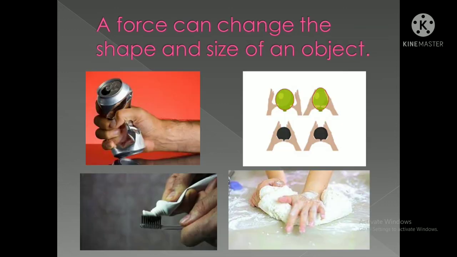Now next, a force can change the shape and size of an object. Now see how it can change the shape and size of an object. Here, what was there? A can, isn't it? The man is so strong that after drinking his drink, he crushes the can with his hand. So he has changed the size of the object.